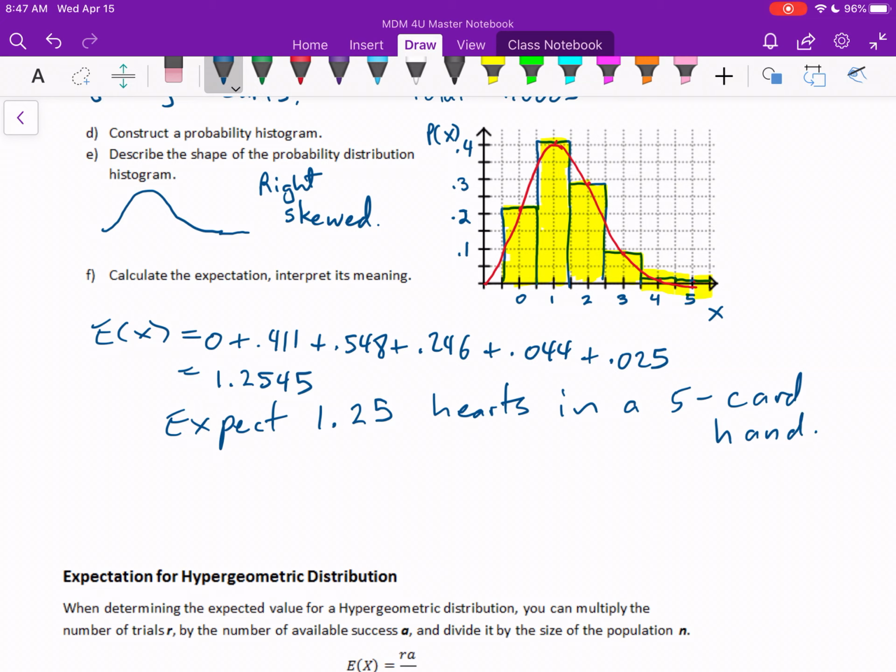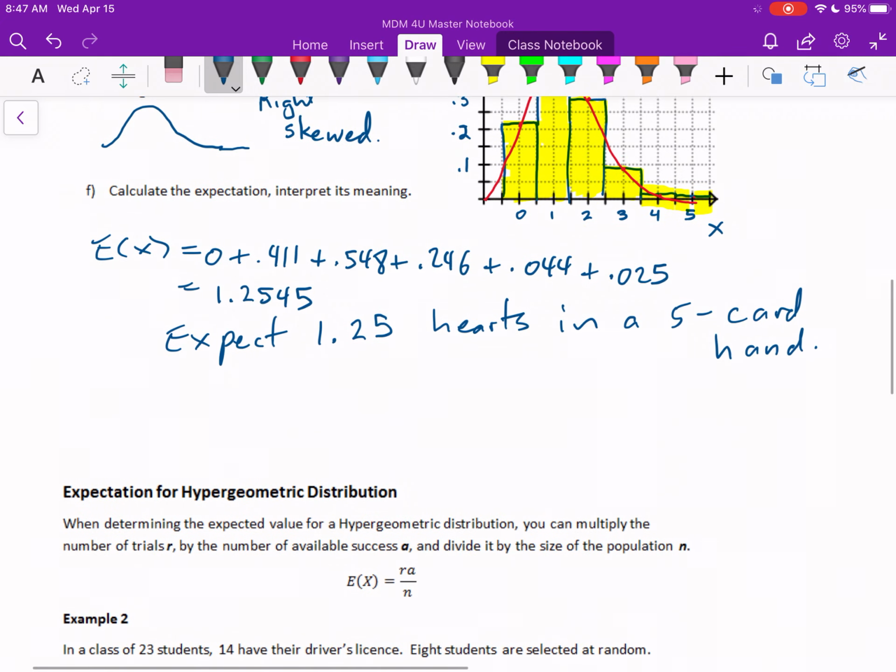So on average, again, if I was to deal out 5-card hand after 5-card hand hundreds or thousands of times, on average, you get 1 1/4 hearts per hand. Sometimes you get more, sometimes you get less, but that's the average. The expectation, again, remember I just used the general expectation value formula. You can still see it there on my screen. That's what I used this time.